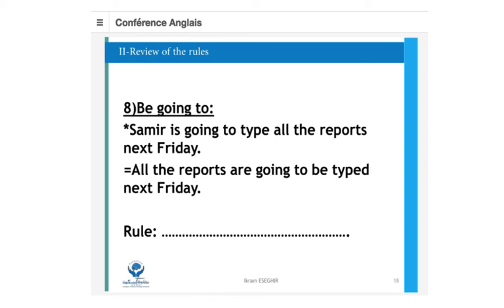first part, be going to. Now generally when you have be going to is when you talk about future plans. So you are going to have is or are plus going to plus verb. Samir is going to type all the reports next Friday. So Samir is subject. Is going to is the expression we are studying today, plus verb, that's the verb here.